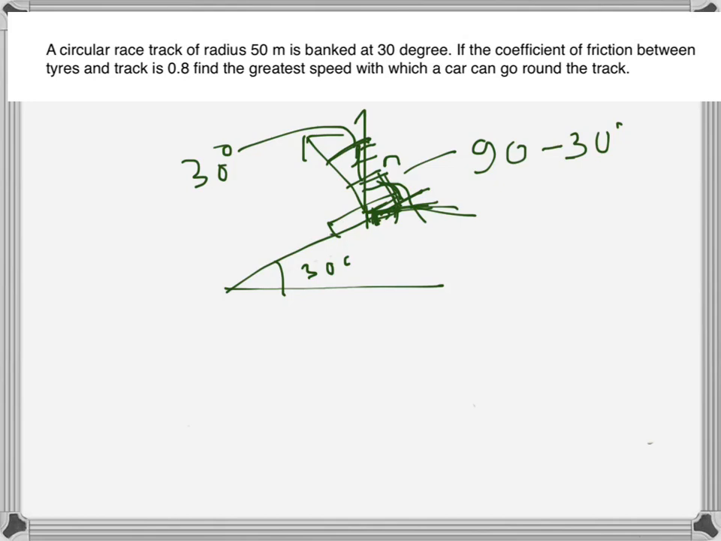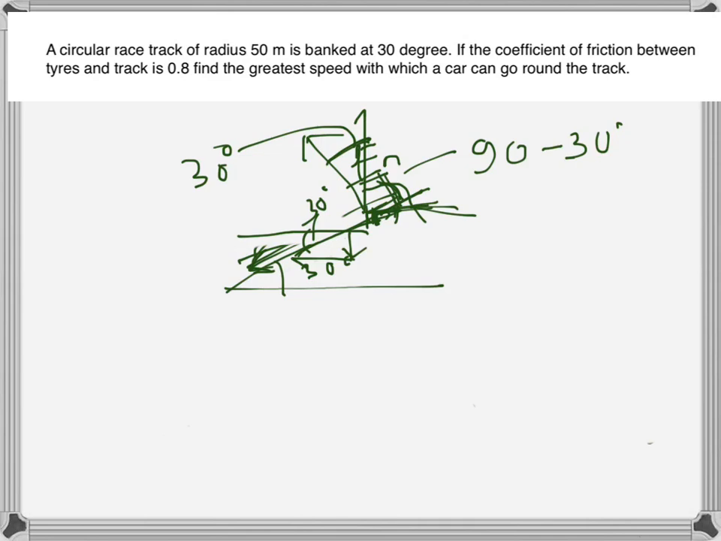And if we take the frictional force, which is in the horizontal direction, it is like that. So this one makes 30 degrees with the horizontal line. This is the horizontal line, this one is 30 degrees there, and its vertical component is there and the horizontal component is in that direction. So we need to find the greatest velocity.